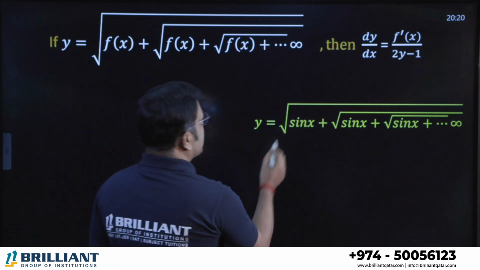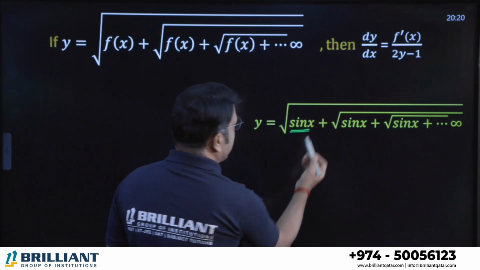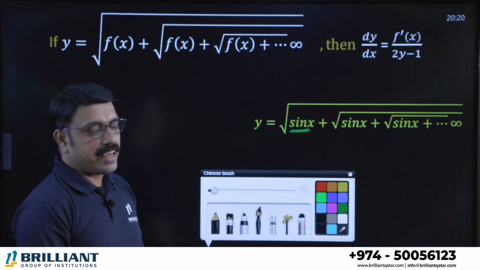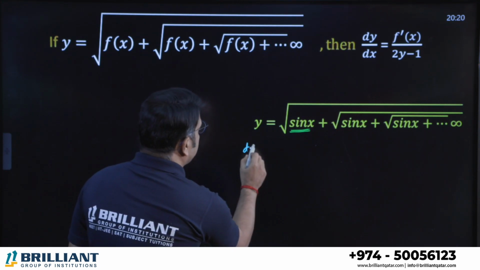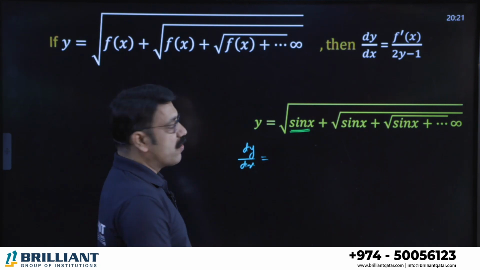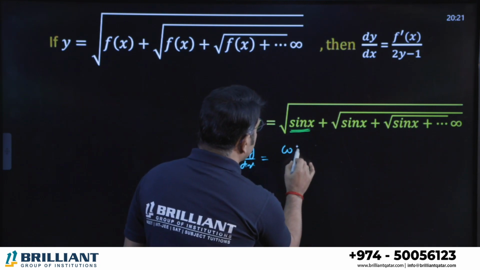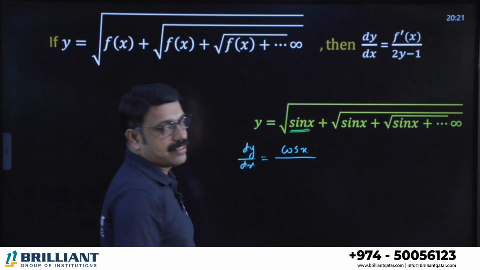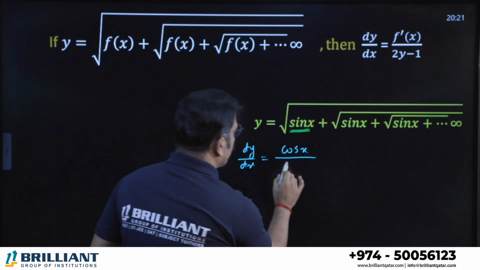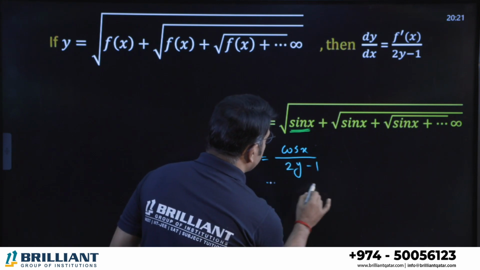What is f of x here? f of x is considered as sin x. Then what is dy by dx? dy by dx equals the derivative of that function. What's the derivative of sin x? It is cos x divided by, no need for any other value, just write 2y minus 1. In one step you got the answer.